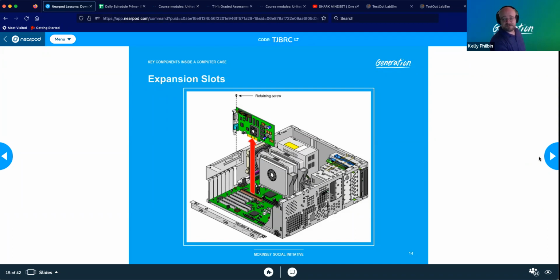Sean, optical drives can be both. So an optical drive can be an input. It can also be an output.